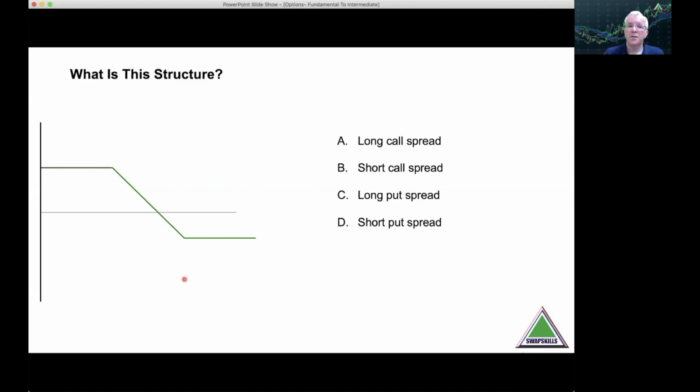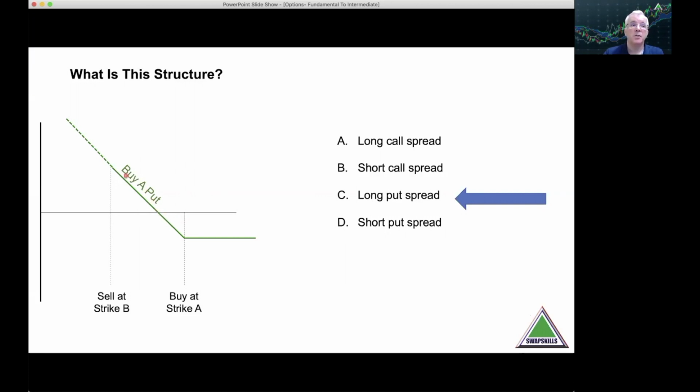This is the structure we just looked at a second ago. This is a long put spread where you buy at strike A. So there's where you bought a put. You see there's a premium that you spent, and if the market's correct, as the prices go down here, your put option will go up in value.